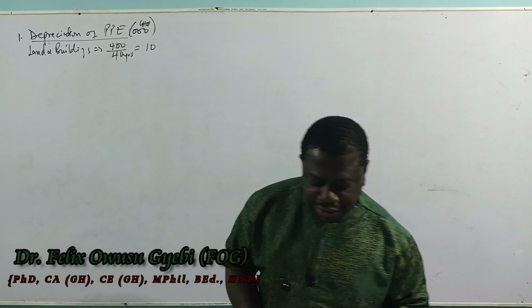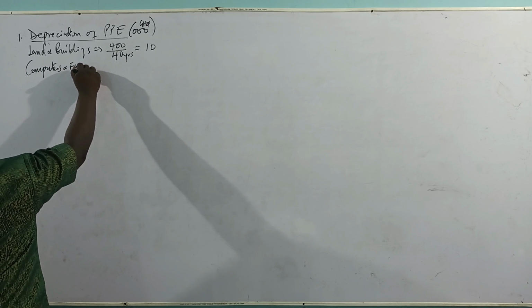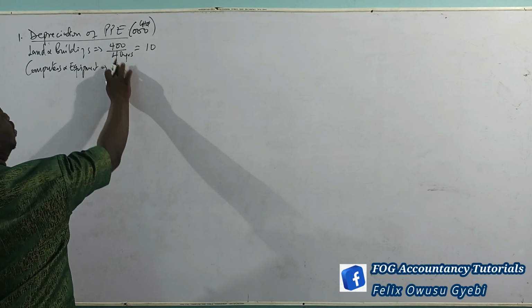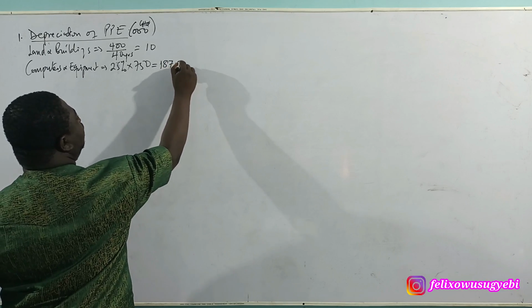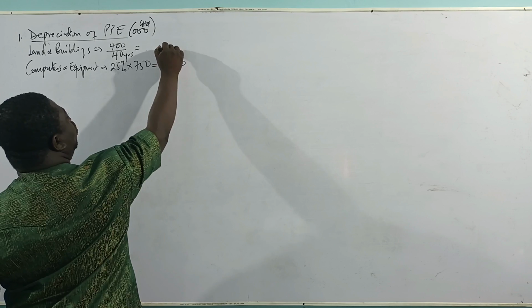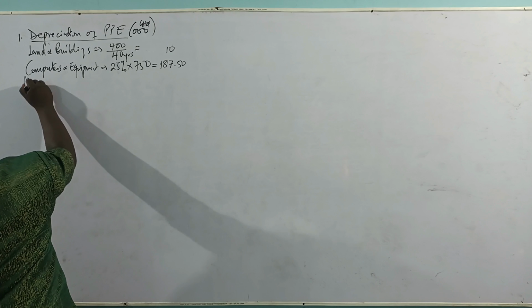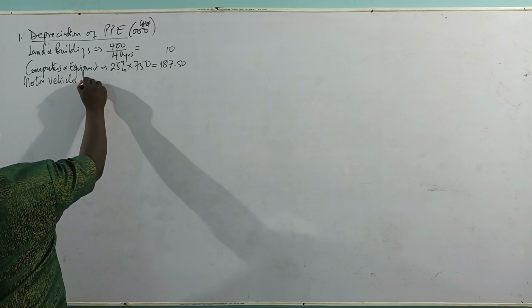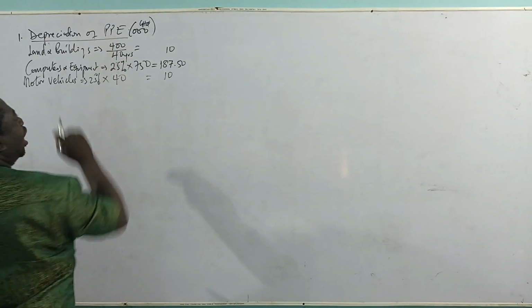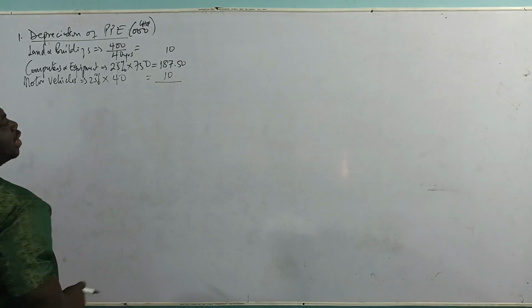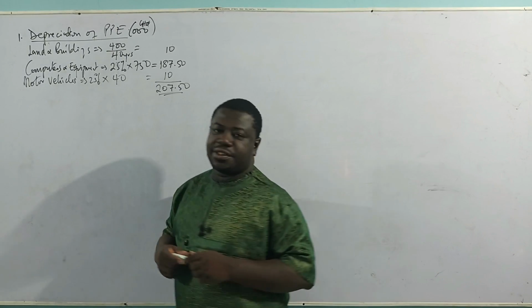So 25% and the cost is 750. So for computers and equipment, the depreciation will be 25% of 750. And that's going to give us 187.5. So this one gave us 10. Let me show it here so that they'll be on the same line. And then the final one is motor vehicles. The cost is 40 and the rate is 25%. So motor vehicles, 25% times 40. And that gives us 10. So in order to get the total depreciation on property, plant, and equipment, 10 plus 187.5 plus 10 again gives us 207.5. So we are done with the first workings for depreciation.